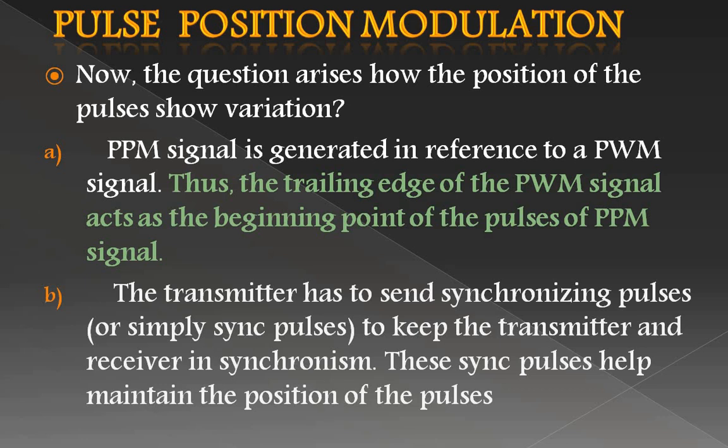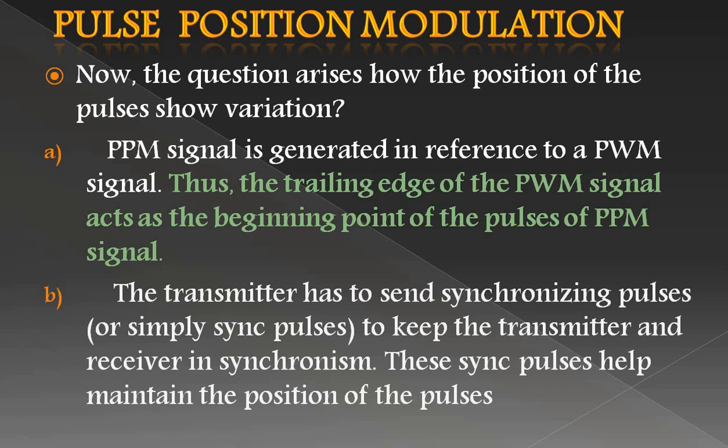These sync pulses help us to maintain the position. If they are not synchronized, the positions will change. If the positions change, you may lose the data and you may not get the proper data at the receiver side. So synchronization is very important in pulse position modulation. So these are the two queries that we will be having in pulse position modulation, right ma'am? So how are we getting this pulse position modulation?